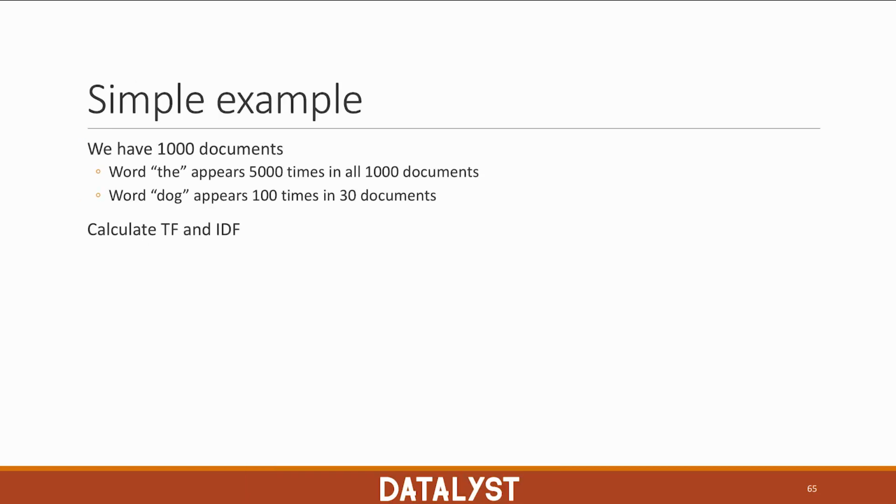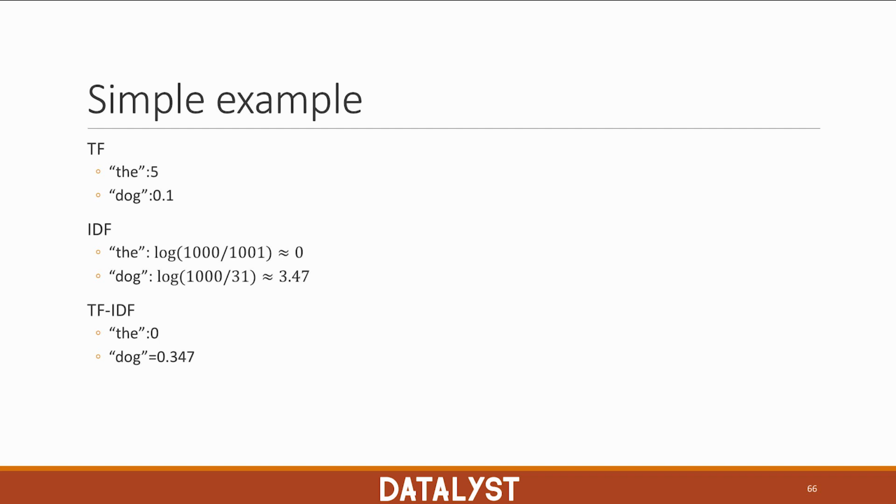So let's see an example. Let's say that we have 1,000 documents, and the word the appears 5,000 times in all of those 1,000 documents, and the word dog appears 100 times in 30 documents. So how would you calculate the TF and the IDF? Well, for the TF, we have 5 for the and 0.1 for dog, after using the formulas in the previous slides. If you don't remember the formulas, don't worry, these are provided in the additional resources section.